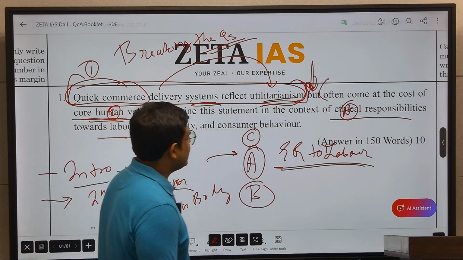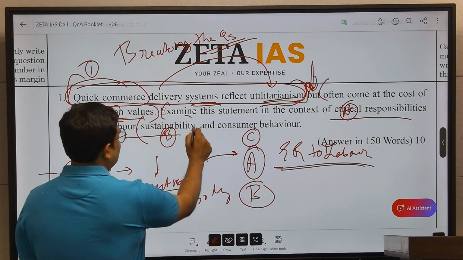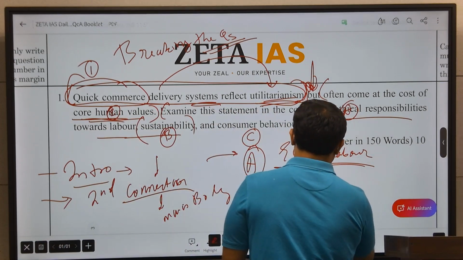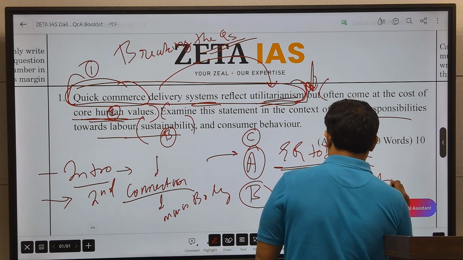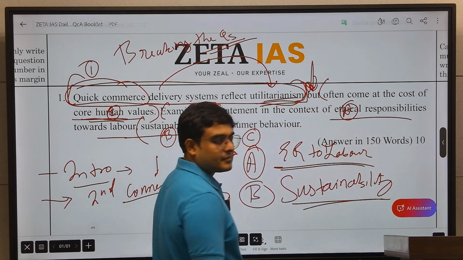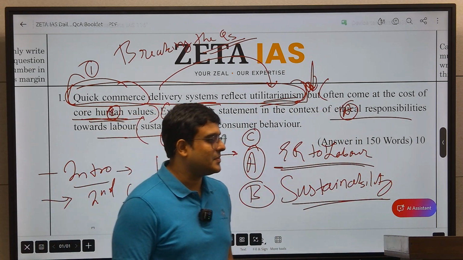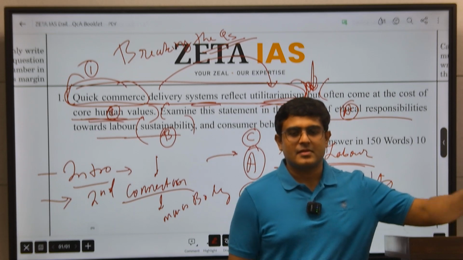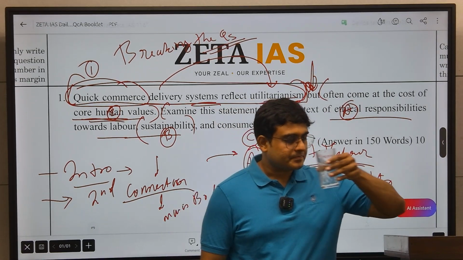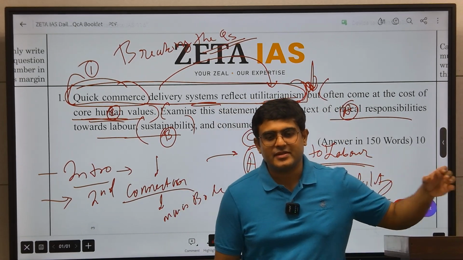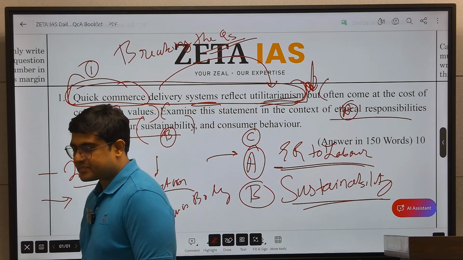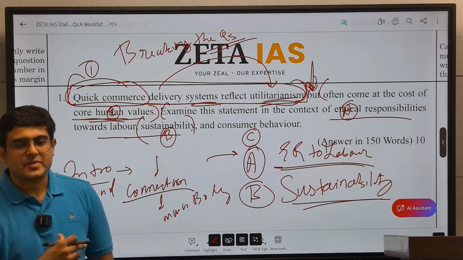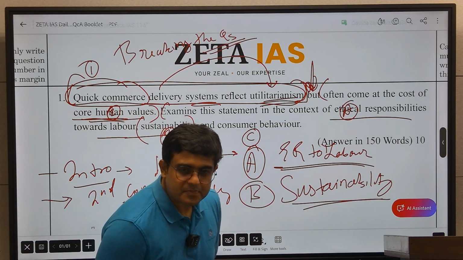Now come to the next variable, sustainability. Now analyze from sustainability perspective. Sustainability, yes, environmental sustainability. Short trips, more frequent trips.